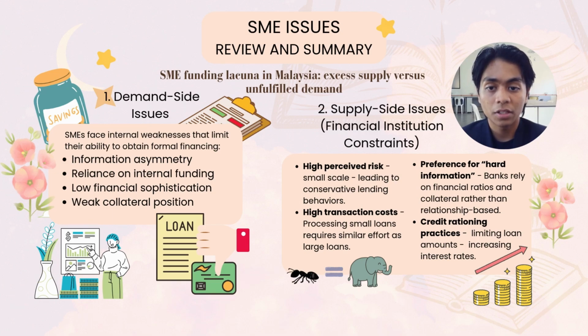Number 2, supply side issue. Supply side issues arise from financial institution constraints. SMEs are often seen as high risk due to their small scale, leading banks to adopt conservative lending behavior. High transaction costs make small loans less attractive, while banks prefer hard information such as financial statements and collateral. As a result, credit rationing occurs through limiting loan amounts and higher interest rates. Overall, these constraints reduce SMEs' access to financing and widen the financing gap.